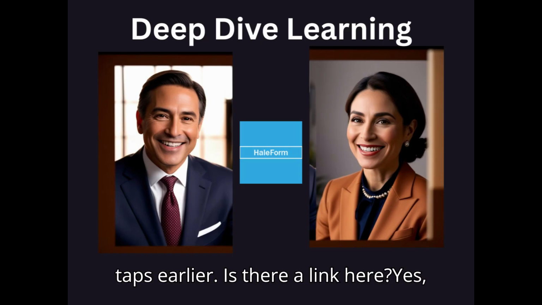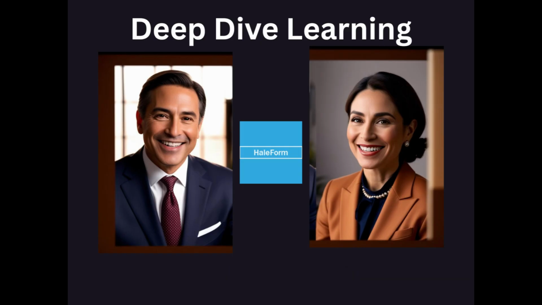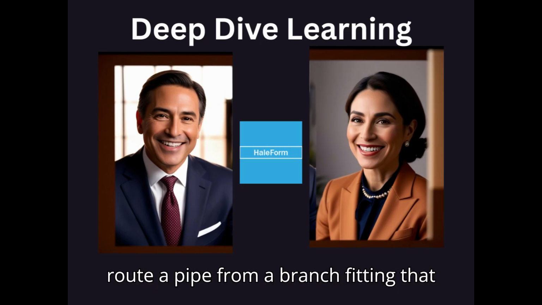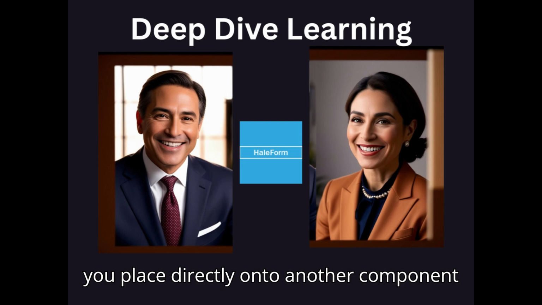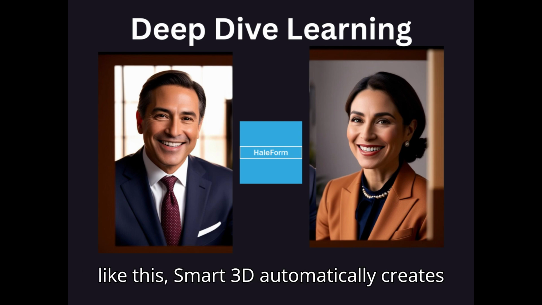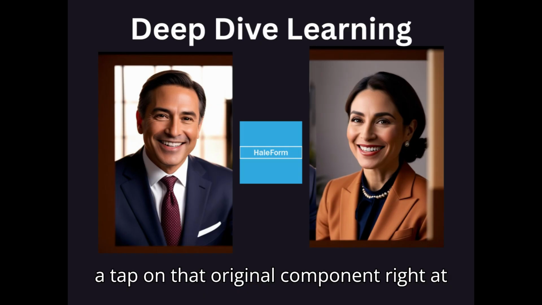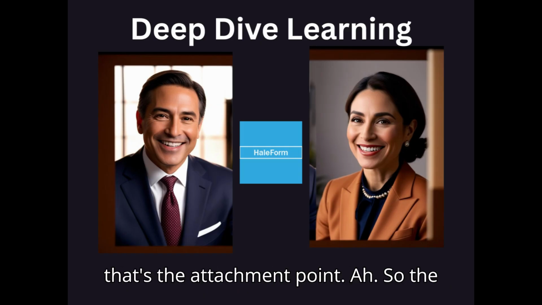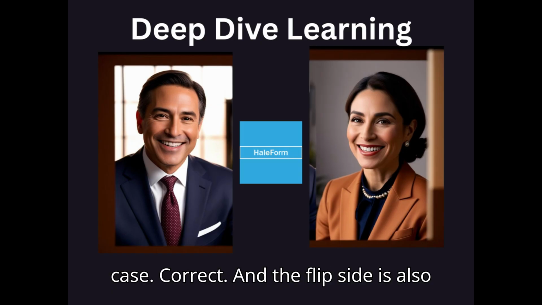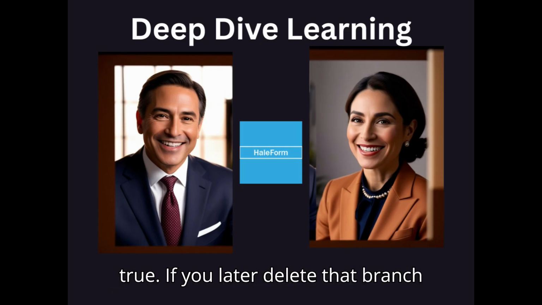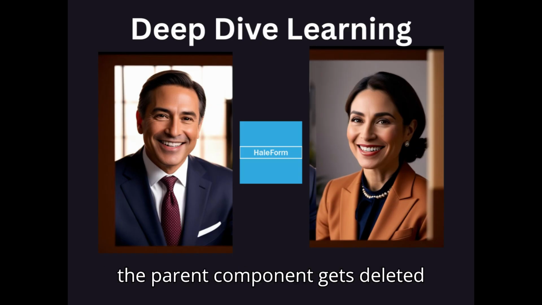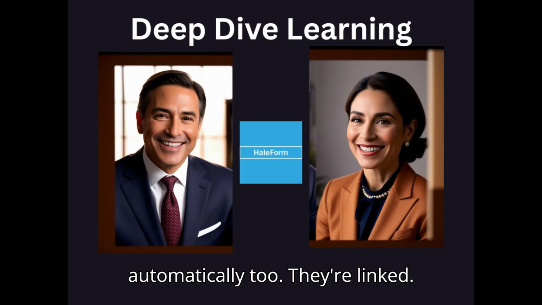Now, you mentioned taps earlier. Is there a link here? Yes, absolutely. This is crucial. When you route a pipe from a branch fitting that you place directly onto another component like this, Smart 3D automatically creates a tap on that original component right at the connection point. It understands that's the attachment point. So the tap is generated automatically in that case. Correct. And the flip side is also true. If you later delete that branch fitting you placed, the associated tap on the parent component gets deleted automatically too. They're linked. Interesting relationship. It maintains model integrity.